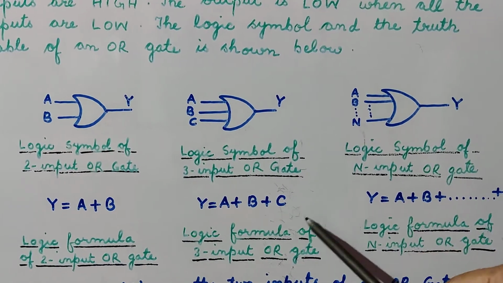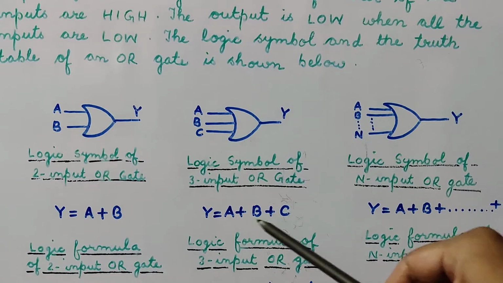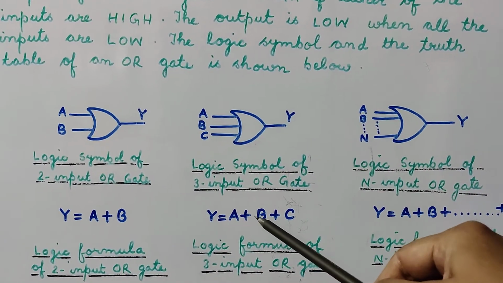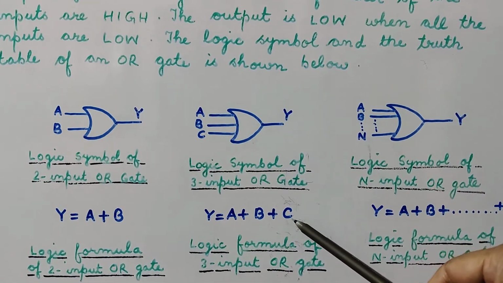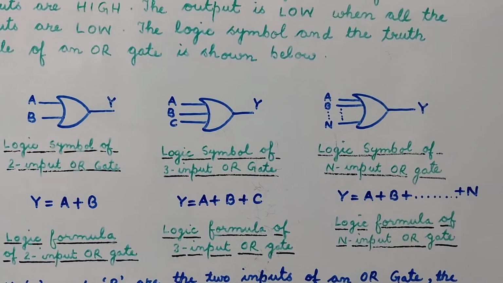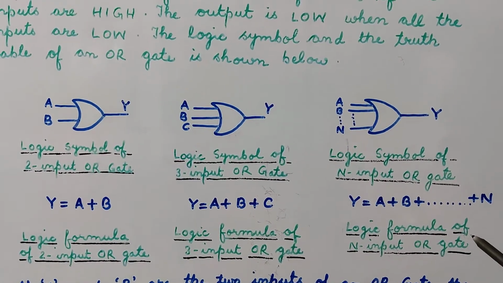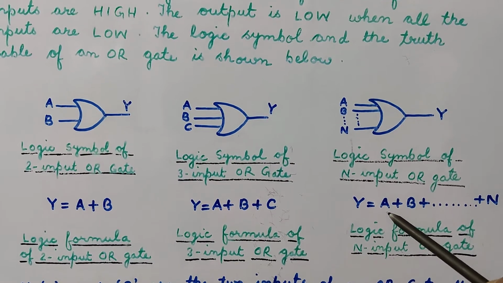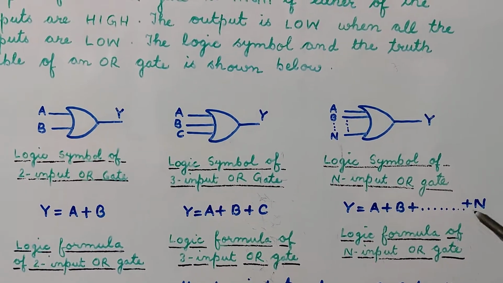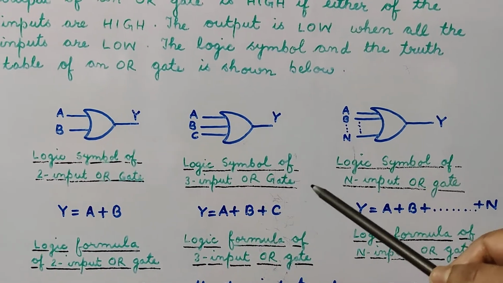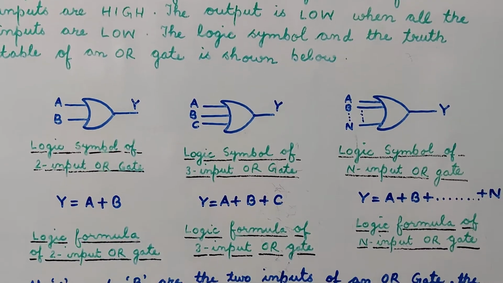Similarly, the logic formula of a 3 input OR gate will be Y equals A plus B plus C, because in a 3 input OR gate there are 3 inputs A, B and C. So we have added all the inputs to get the output. Similarly, for an n input OR gate, the logic formula is the output equals the addition of all the inputs, that is A plus B plus up to n. In this way we can write the logic formula of the OR gate.